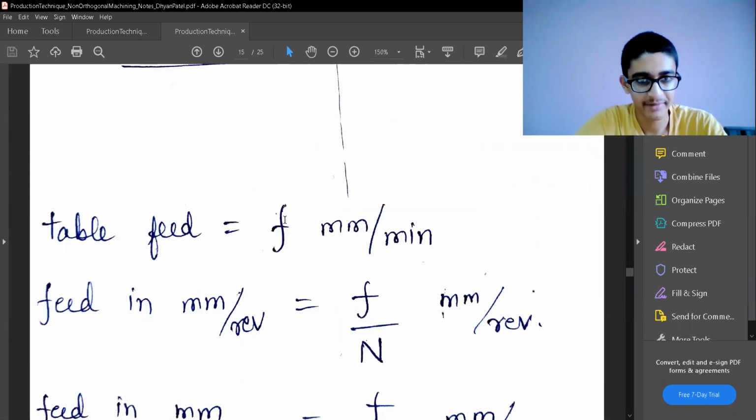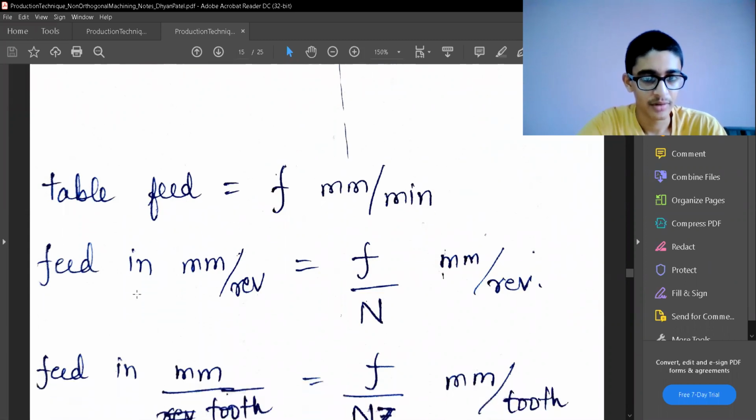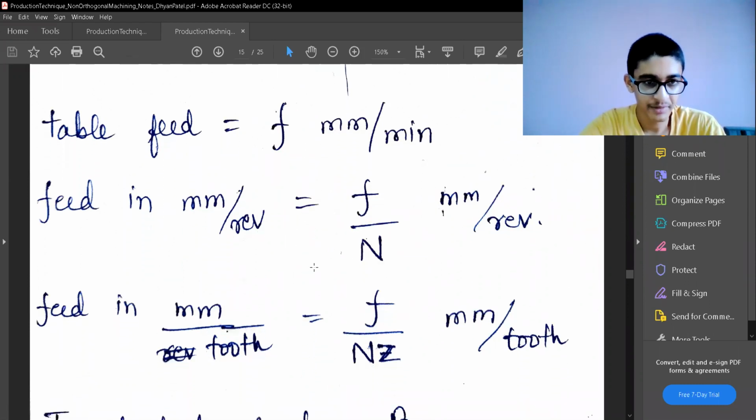The table feed is given as F in mm per minute. We want to convert it from per minute to feed in mm per revolution, which will be F by N, where N is revolutions per minute. When we divide by N, we get revolution in the denominator and the minute gets cancelled. And then we want feed in mm per tooth. That means F by N will be divided by the number of teeth, so the number of teeth per revolution comes into the denominator and the revolution gets cancelled. So now we have feed in mm per tooth. This is the final formula which will be helpful.